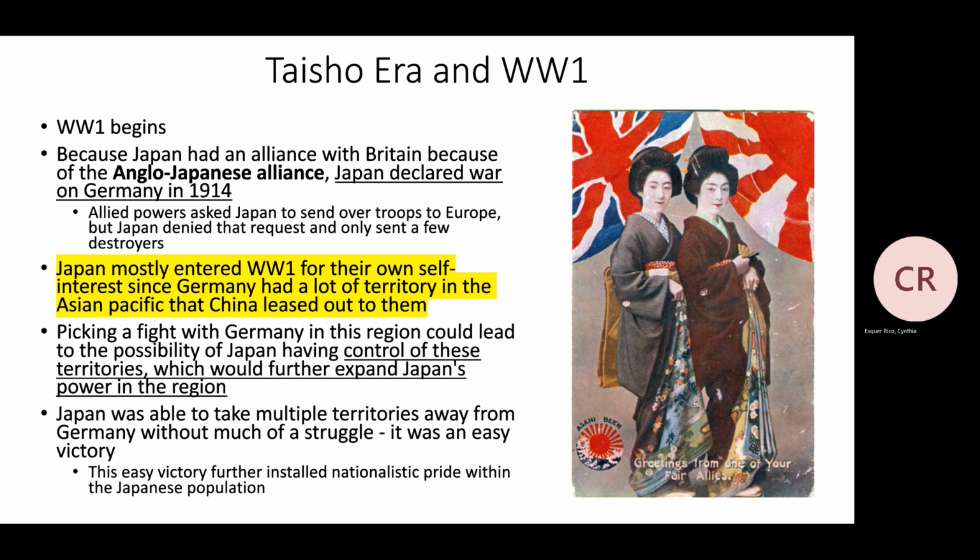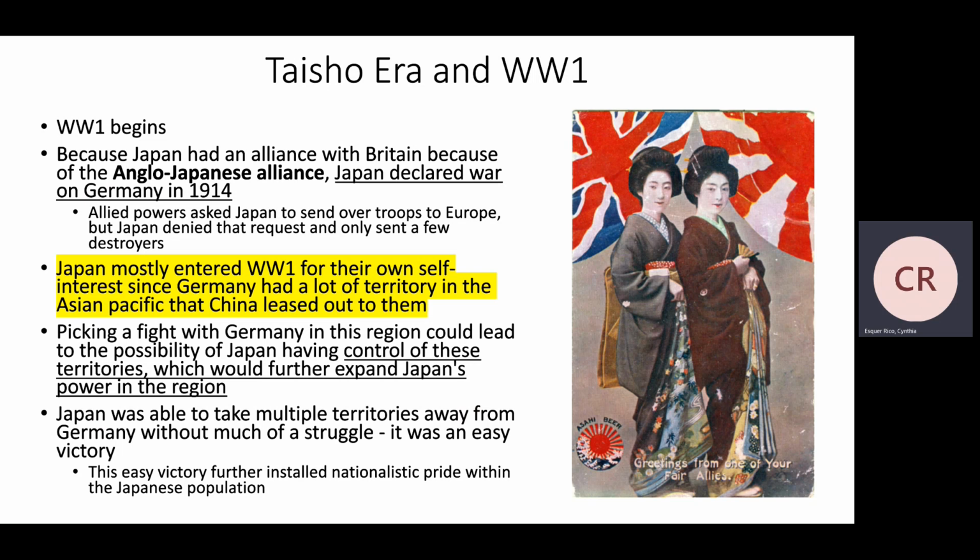And so picking a fight with Germany in Asia was smart on Japan's behalf because one, they can claim those territories that they beat out of Germany, right? Two, those territories have a lot of resources. And so it was in the best interest of Japan to be like, yeah, I can fight this, right? Because then they can just take these territories, right? Japan was able to take multiple of their territories away because Germany did not put up much of a fight.